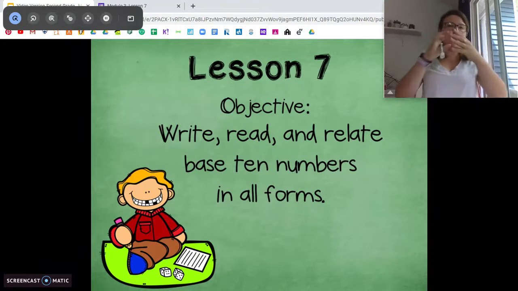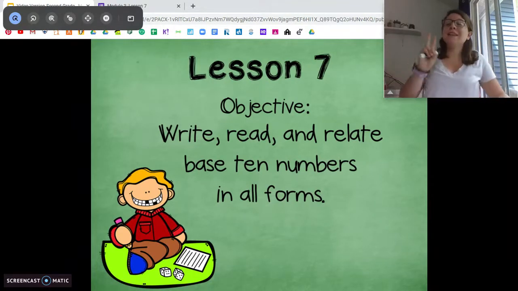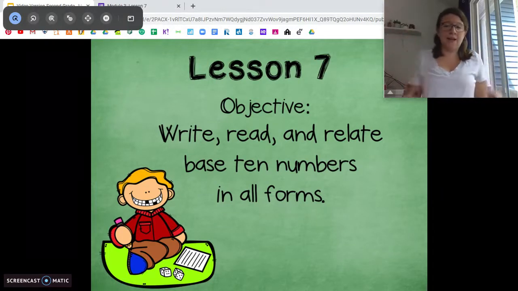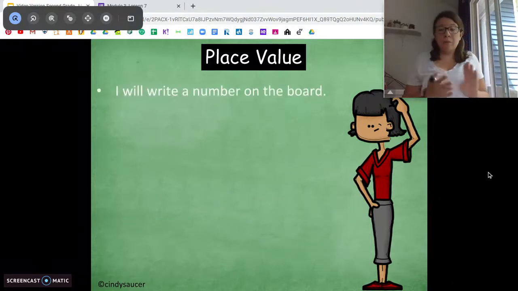Word form is where you write the number out. You say 127, and you write all the words. Standard form is where we just write the number. So those are going to be our focus today. Before we get into that, though, I want to review what we did with unit form and expanded form.